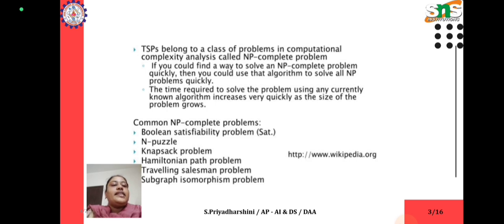So let's see this traveling salesman problem as an activity by the second year AIDS students. Hello everyone, myself Suman. I'm Shankar. I'm Vamsi Vishnu. I'm Mohammed Aslam. I'm Wilfred Roy. Now we are going to present a real-time example of the traveling salesman problem.